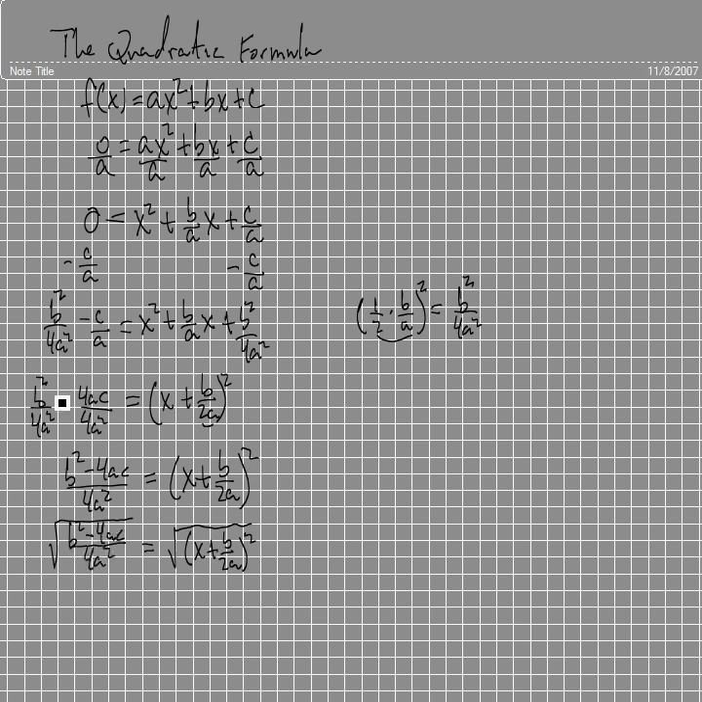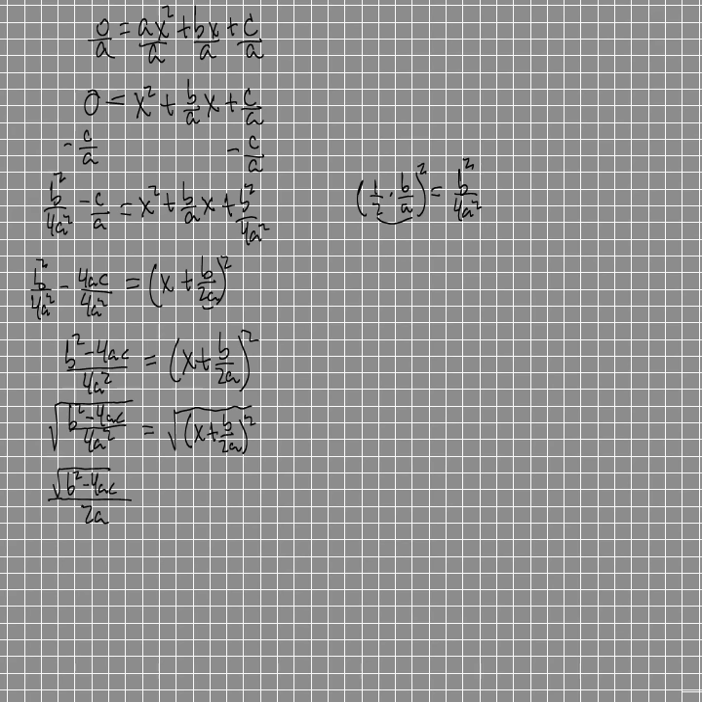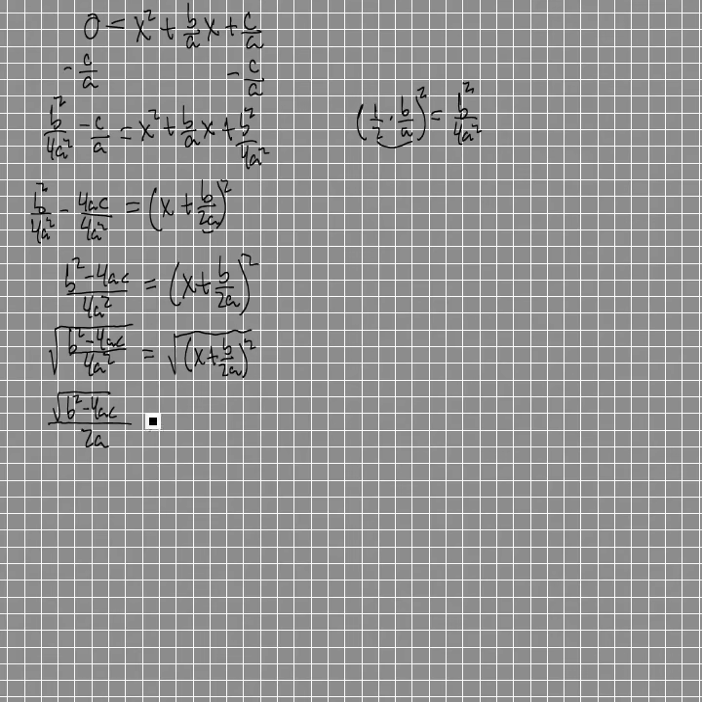Notice on the left side, the denominator is a perfect square. So we apply the square root to that, but the numerator is not. So we leave it under the radical and just carry it down. Now, on the right side, we have the definition of absolute value. The square root of something that can vary, squared. So this gives us the absolute value of x plus b over 2a.